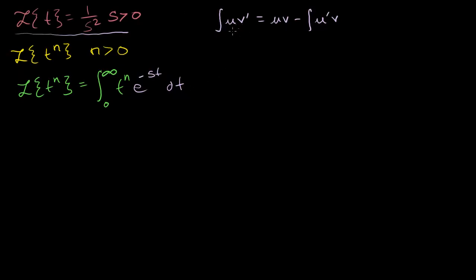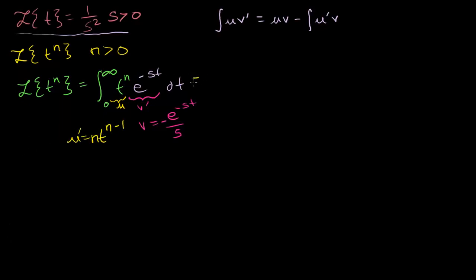So what do we want to make our v prime? It's always good to use the exponential function because that's easy to take the antiderivative of. So this is our v prime, in which case our v is just the antiderivative of that. So it's e to the minus st over minus s. Right? If we take the derivative of this, minus s divided by minus s cancels out, and you just get that. And then if we make this equal to our u, what's our u prime? U prime is just going to be n times t to the n minus 1. Fair enough.